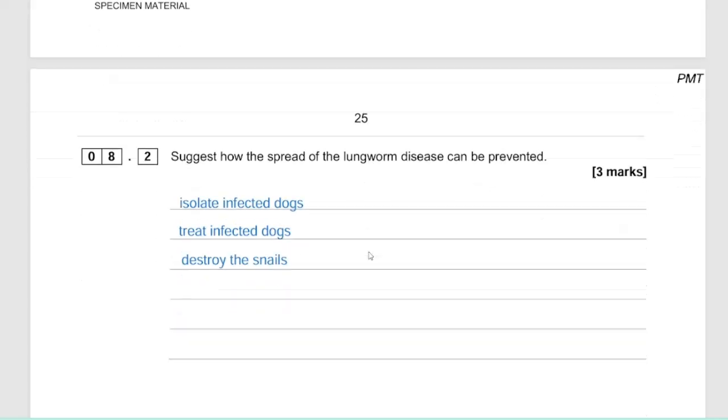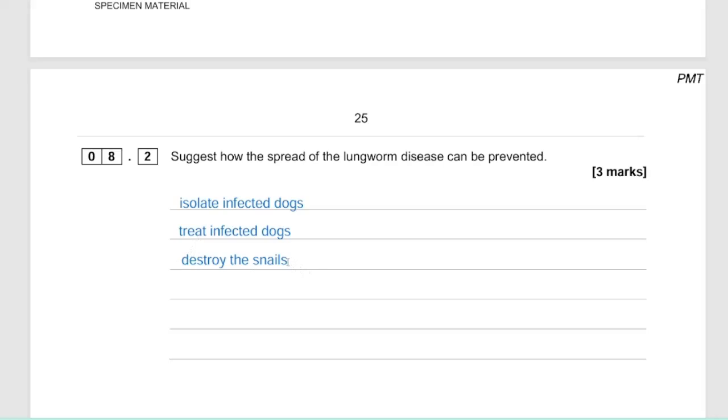8.2 Suggest how the spread of lungworm disease can be prevented. You can isolate infected dogs to prevent them from spreading it to other dogs. You can treat infected dogs. There's a lot of medicine for dogs for lungworms and other parasites like ticks. And you can destroy the snails.